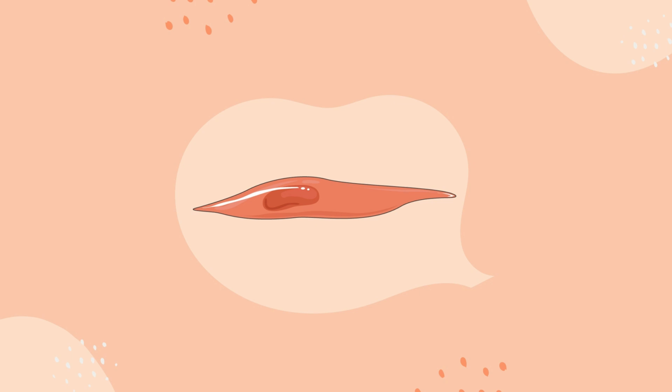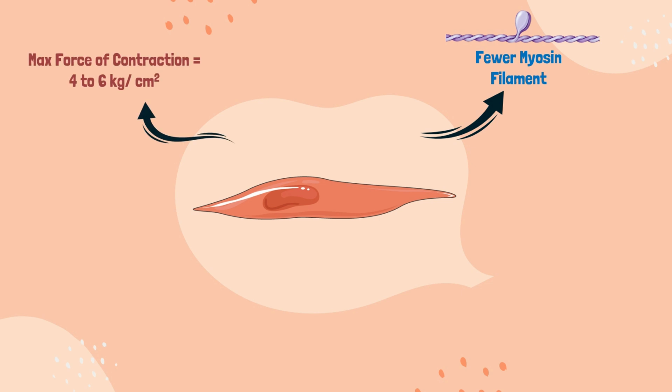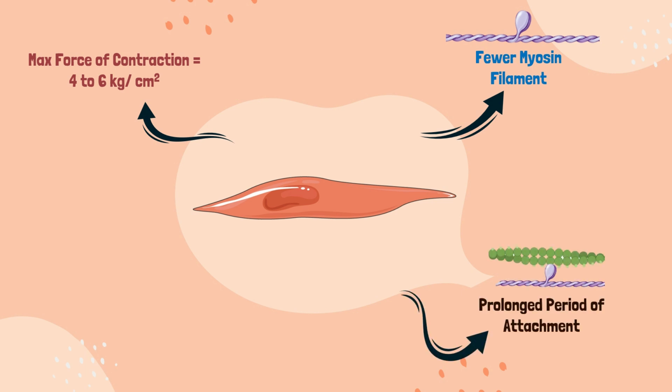Despite the relatively few myosin filaments in smooth muscle, and despite the slow cycling time of the cross bridges, the maximum force of contraction of smooth muscle is often greater than that of skeletal muscle, as much as 4 to 6 kg per centimeter squared cross-sectional area for smooth muscle, in comparison with 3 to 4 kilograms for skeletal muscle. This great force of smooth muscle contraction results from the prolonged period of attachment of the myosin cross bridges to the actin filaments.